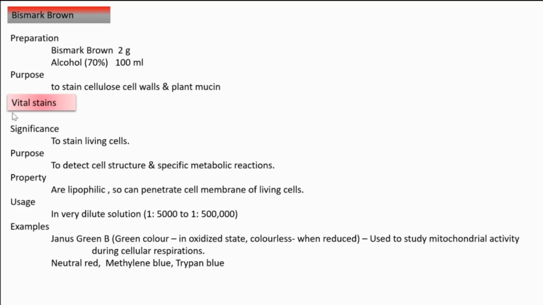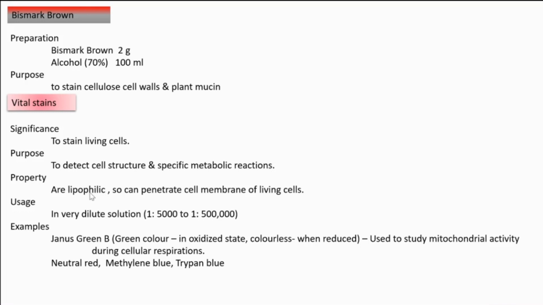Then next, another type of stain, that is vital stains. Vital means stain that can give color to living cells. The significance also is that it stains living cells. And the purpose is to detect cell structure and specific metabolic reactions. Now the properties of vital stains.